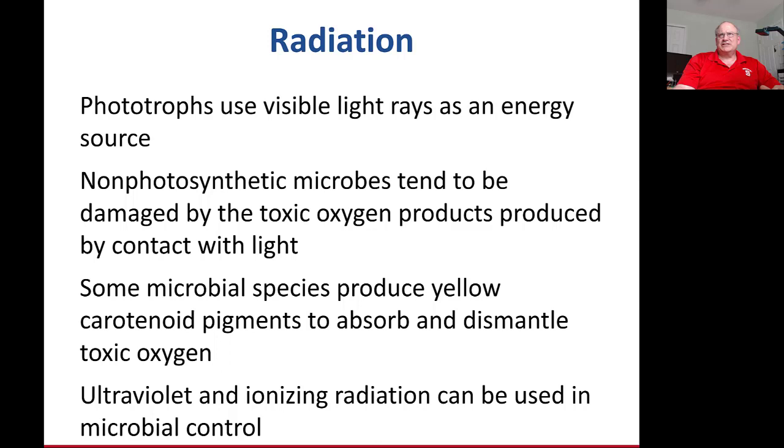Radiation. Phototrophs use visible light rays as an energy source. Non-photosynthetic microbes tend to be damaged by the toxic oxygen products. Things oxidize in the sun. Some microbial species produce yellow carotenoid pigments to absorb and dismantle toxic oxygen. You can believe that through millions of years of evolution.